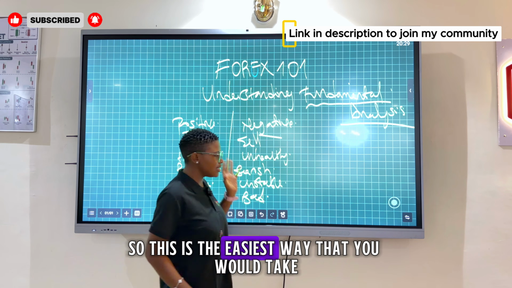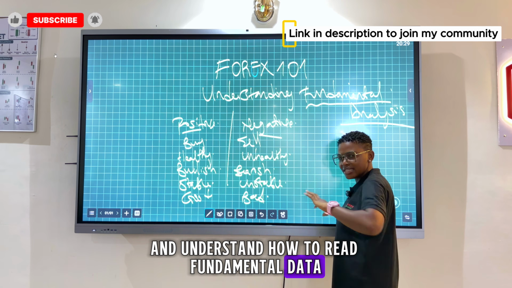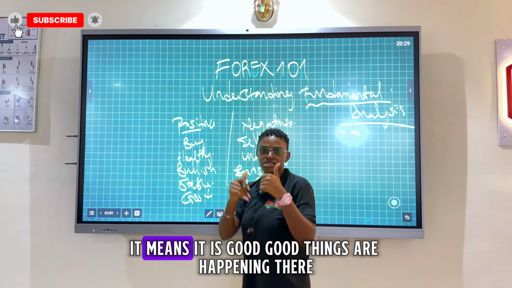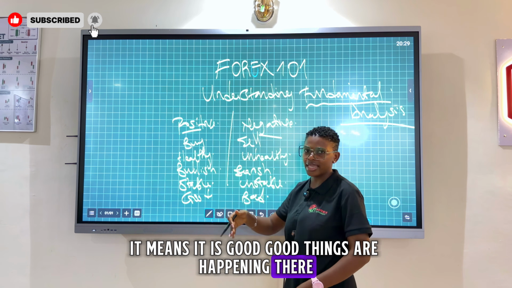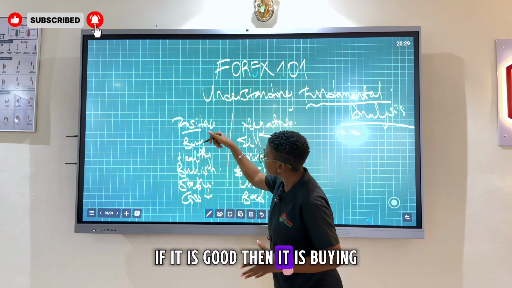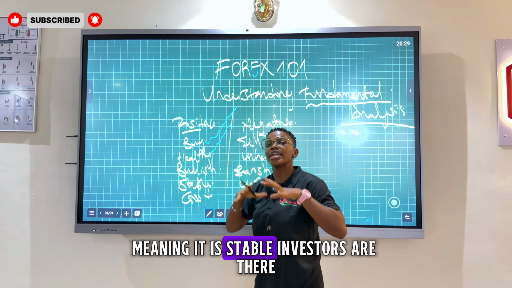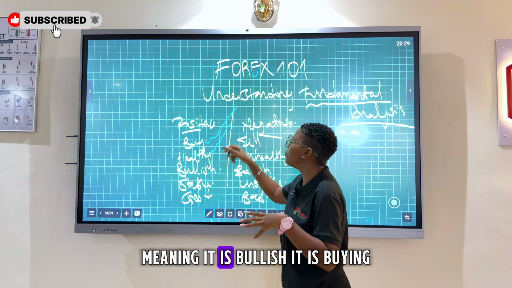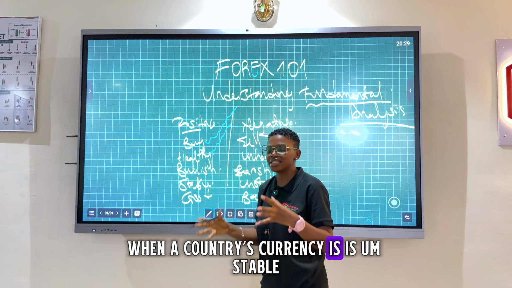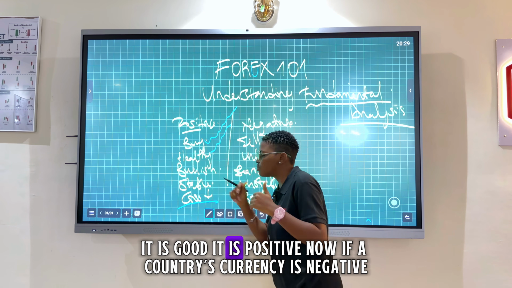So this is the easiest way to understand how to read fundamental data. If we say the United States dollar is positive, it means it is good. Good things are happening there. And if a country's currency is healthy, if it is good, then it is buying, meaning it is going up. It is healthy, meaning it is stable. Investors are there, meaning it is bullish, it is buying, it is rising. When a country's currency is stable, it rises, it gains value, it is good, it is positive.